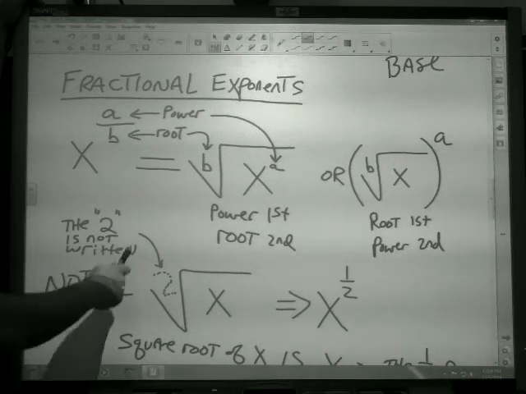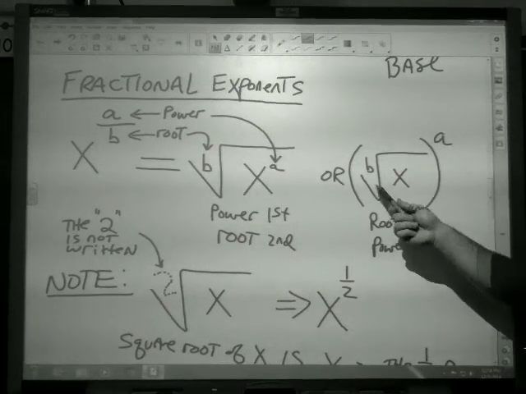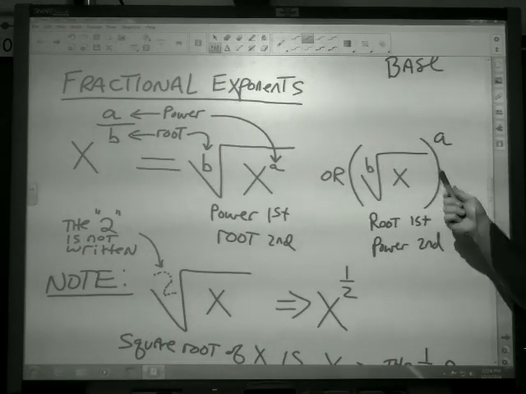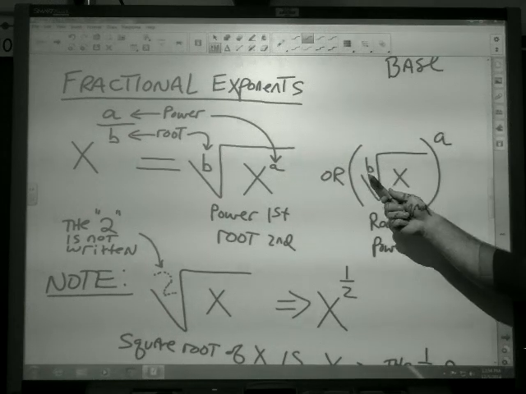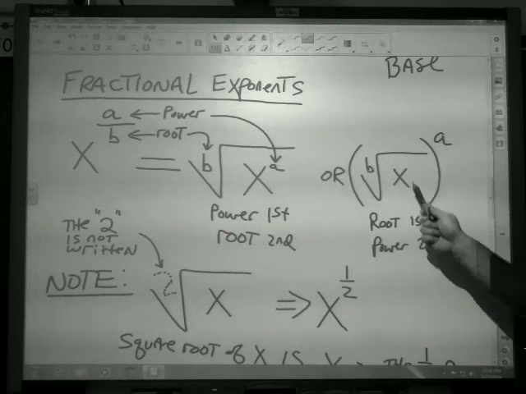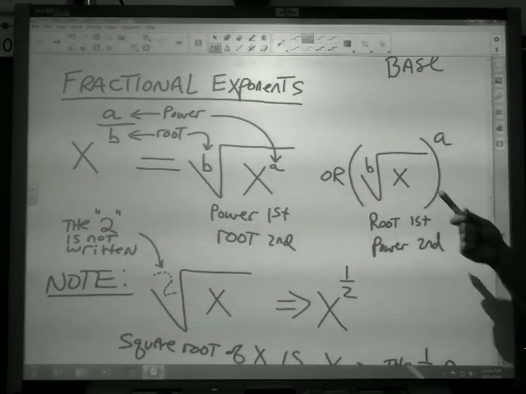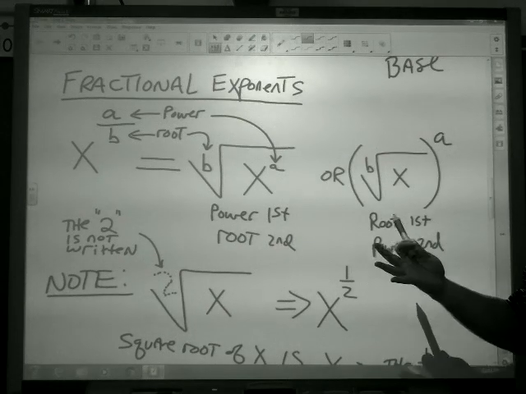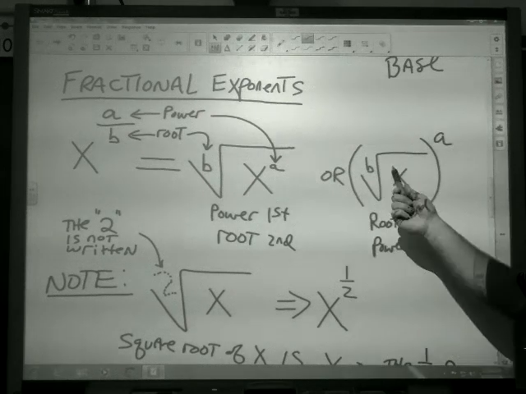We could also write this as x to a certain root, all raised to a certain power. Again, power, root. In this case, we would do the root first, and then do the power second. So when I'm evaluating, it just depends on what's easier to use in terms of what I do first or second. So I could write it like this, or I could write it like this.